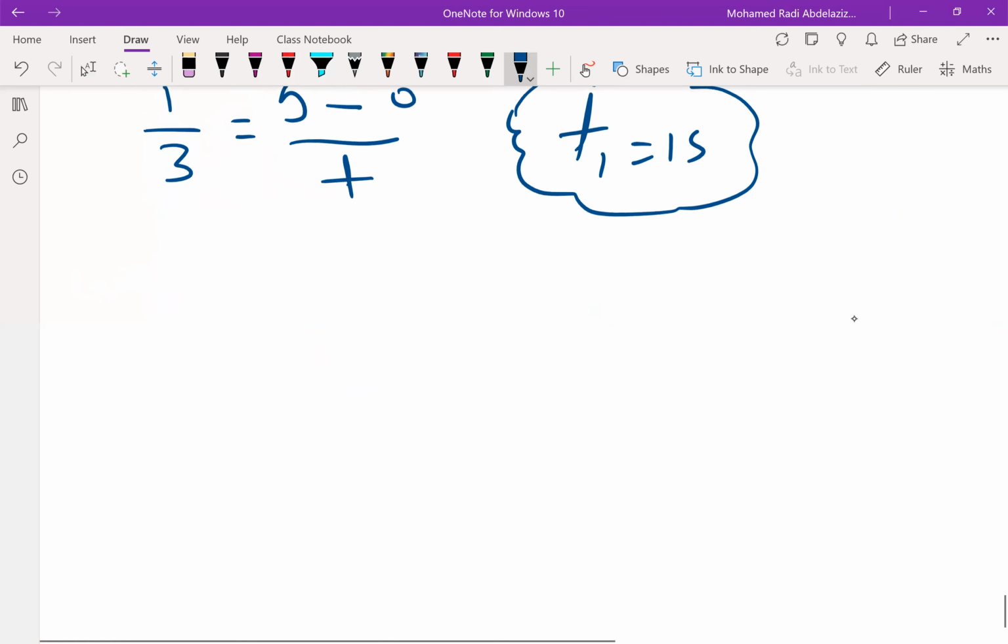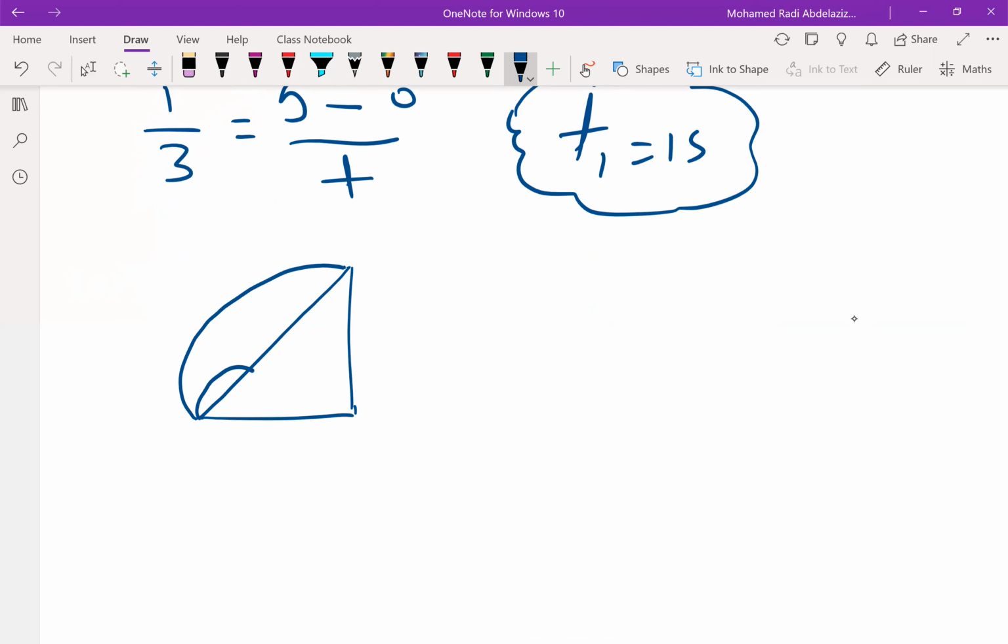Or we can use similarity to solve this question. How? It's given the velocity is a fourth of the velocity. So the ratio here is 1 to 4. So the ratio of the time is 1 to 4. So the time here is a fourth of 60. So the answer directly is 15.